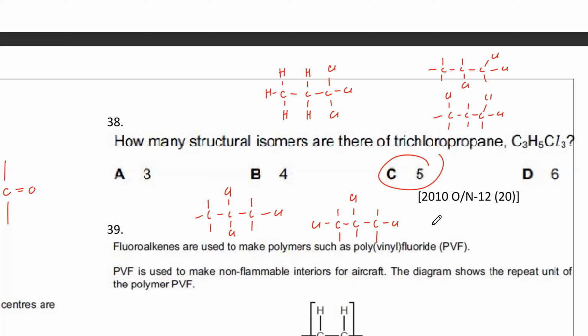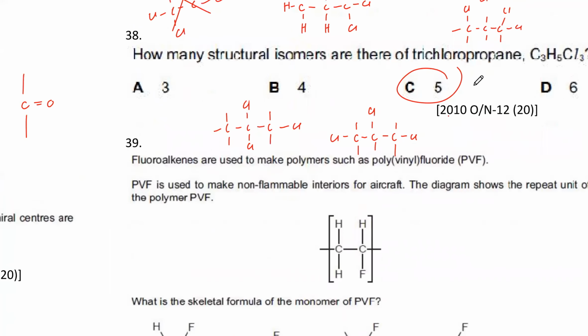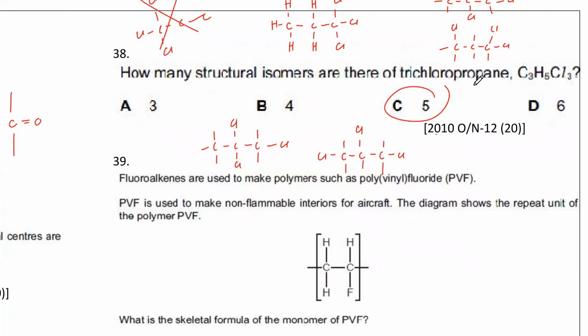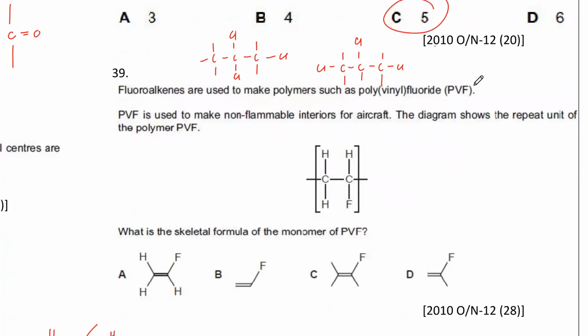Just be careful about drawing flipped-around versions. If I draw 3 Cls on this end, that's not a new structure, it's the same thing, just a flipped-around version. So be careful with structural isomers that you're not drawing a rotated or twisted version of the same molecule. It has to be a different arrangement. Okay, is this clear? Yes, sir.